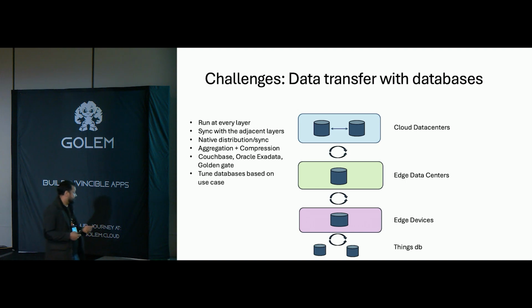There could be aggregation and compression done to reduce the amount of data that's being transferred. Some of the databases that do this are Couchbase, Oracle Exadata, GoldenGate. These are typically new features that can stream your database from one database to another. As you're using these, you can stream them and use them in different layers. But again, the latency comes into the picture, where the data being transferred is not instant, so you have to expect that and build your applications around it.